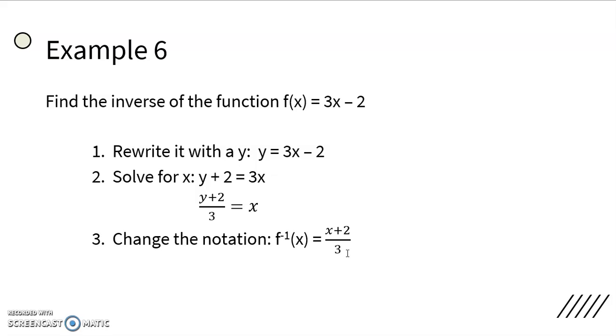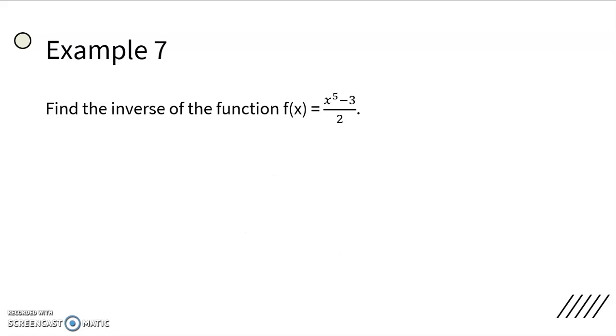So let's take a look at another example where we're finding an inverse. This is going to get progressively harder. So let's take a look at the next example. In this example, they want us to find the inverse of the function f of x equals x to the fifth minus 3 all over 2. So we're going to follow the same steps again. Start off by switching f of x into a y, and that's going to look like this.